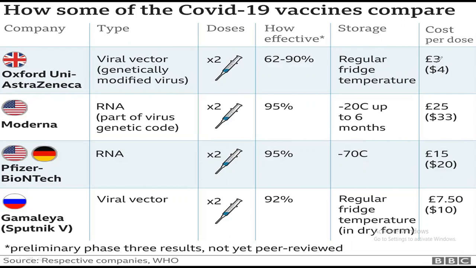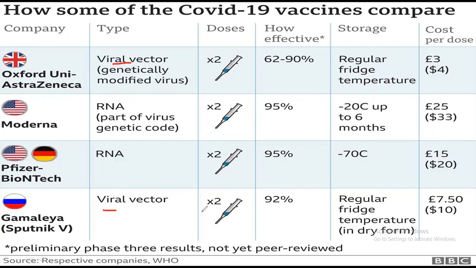Okay, so these are viral vector vaccines. In a minute I will show you what viral vector vaccines are. These include the Oxford University AstraZeneca vaccine, manufactured by Oxford University. The Gamaleya vaccine, Sputnik V, is also the same kind of vaccine, a viral vector vaccine.